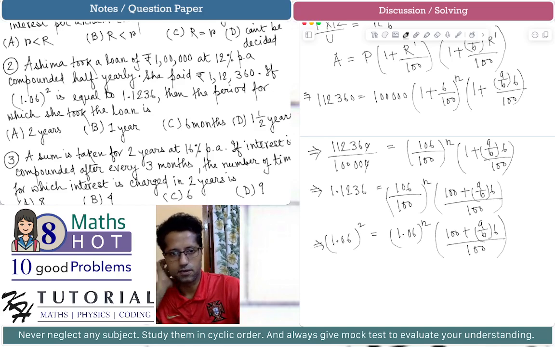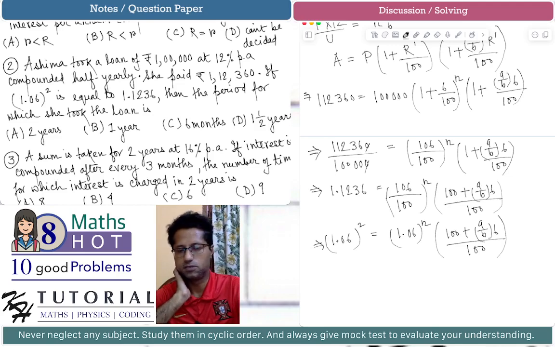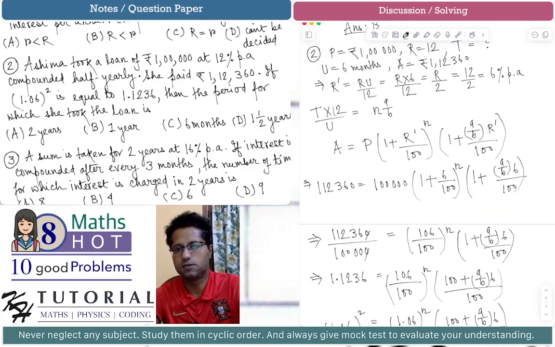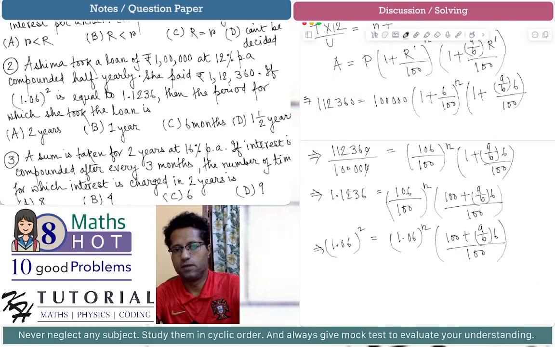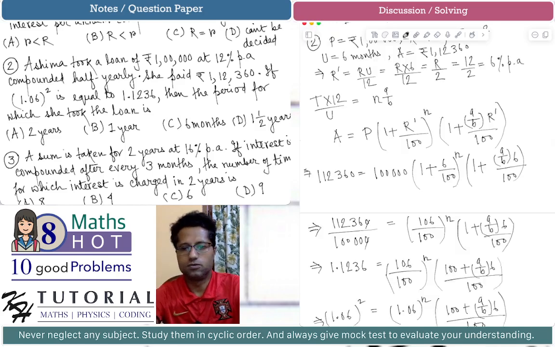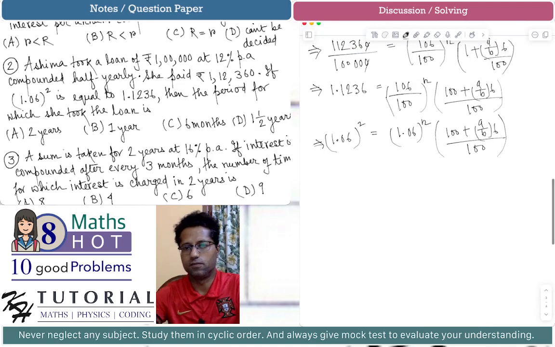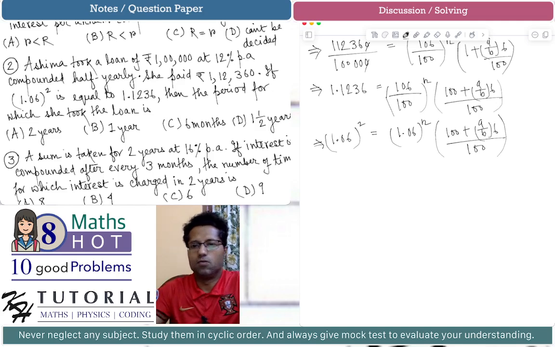Now, for the choice A, we are having 2 years. 2 years means t is 2 years. That means t multiplied by 12 divided by u will be equal to, so let's see. Basically, we have to solve for n and a by b. Now, if we are stuck at this point and we cannot solve for n and a by b, then it is better we try out all the possible choices.